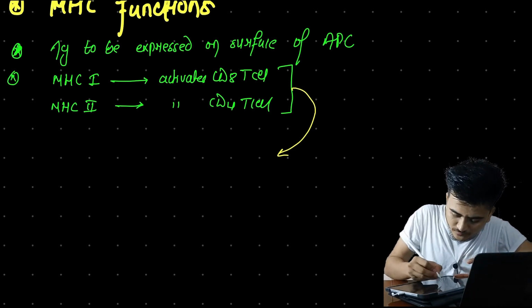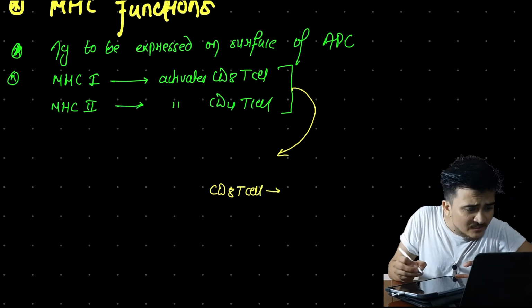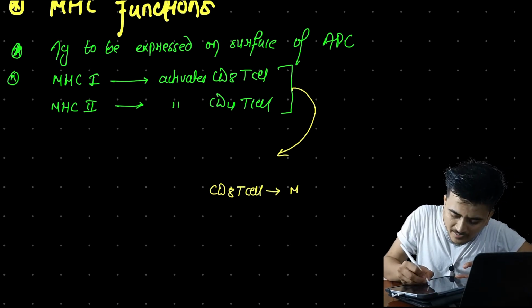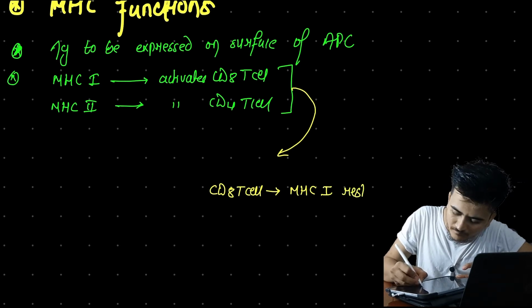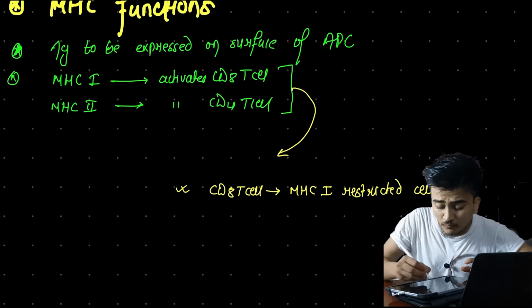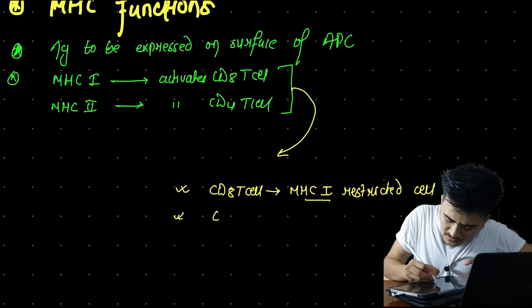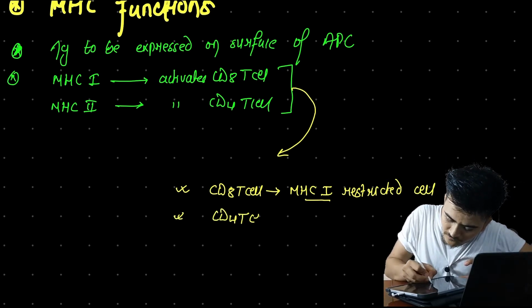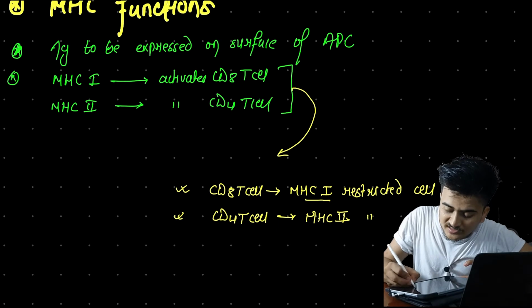So from this point we can say CD8 T cells are MHC class 1 restricted cells. That means they will be activated only if MHC1 is present with antigen. Similarly, CD4 T cells. CD4 T cells are MHC class 2 restricted cells.